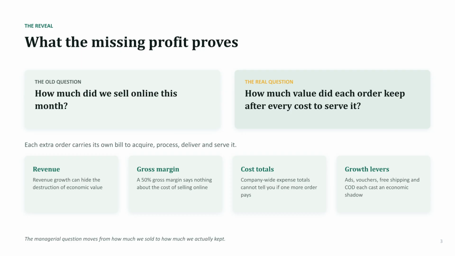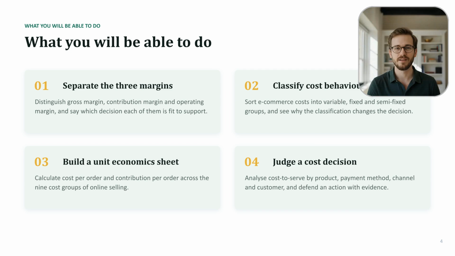The core lesson here is shifting our focus. We must move beyond just asking how much we sold, to understanding the real value each order keeps after accounting for all costs to serve it. In this video, you will learn to separate three key margins, classify cost behavior, build a unit economics sheet, and judge cost decisions based on evidence.